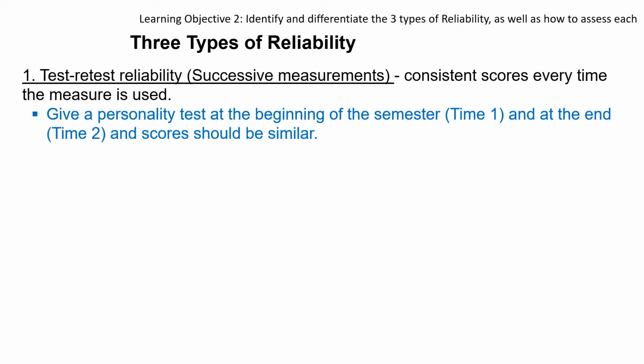This gets us to our second learning objective, which is to identify and differentiate the 3 types of reliability, as well as how to assess each. So these 3 types of reliability. The first one is a pretty easy one. It's kind of what I've been explaining to this point, and that's what's referred to as test-retest reliability. Test-retest reliability is testing how reliable a measure is when you go from test to test. So if it's the same test, it's higher reliability if the scores are consistent every time the measure is used.